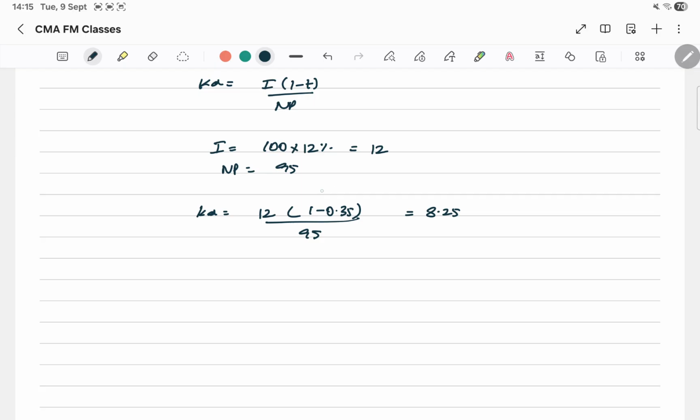First you subtract this, you will be getting 0.65, and then multiply with 12, then divide by 95. This is the method. If you're very weak in maths, just follow it. 8.2105%. Okay, this is your illustration number 2.